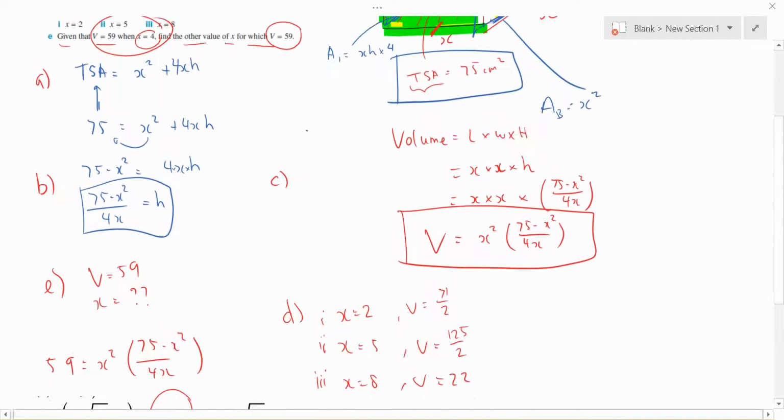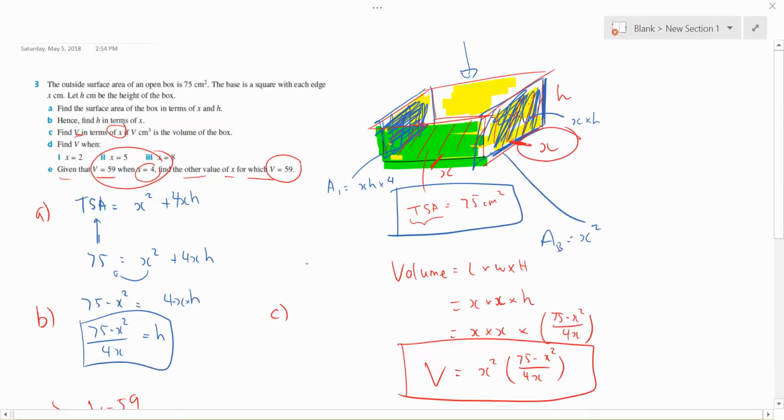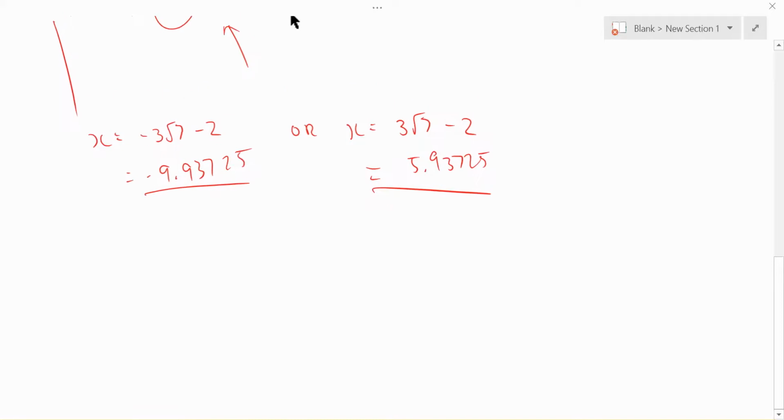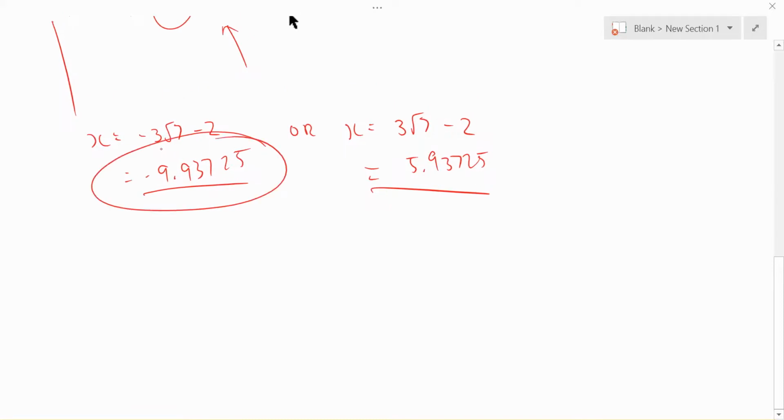This was an open box, and x represented the length of a base. Now, logically, how is it even possible to have a length of negative 9.93? That doesn't make sense. So we know that since x has to be bigger than 0, it has to be a positive number. Since the base of the box is x, it has to be bigger than 0. We can't have that as an answer. Therefore, the other answer is 3 root 7 minus 2.